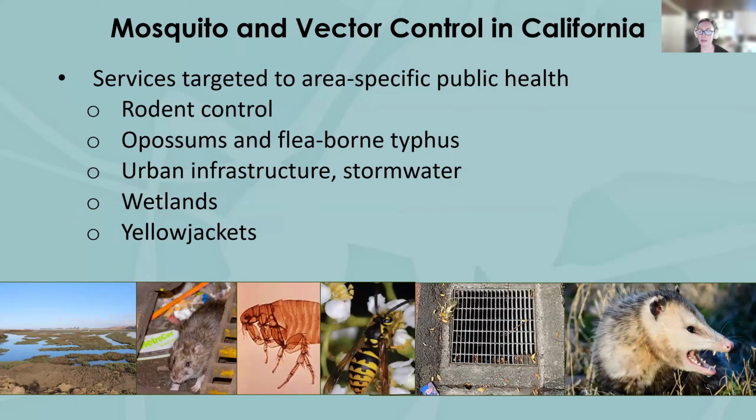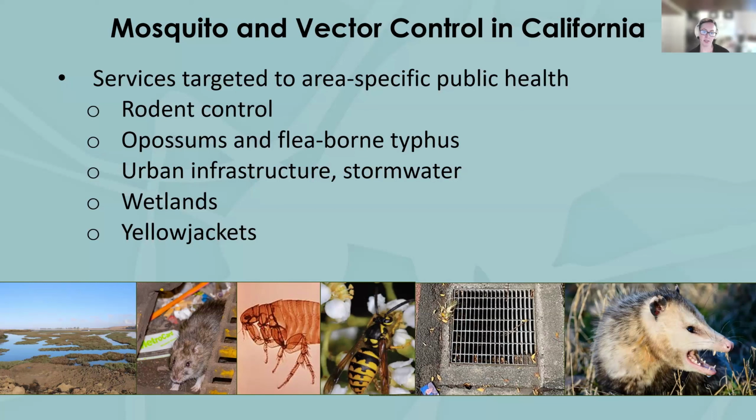I mentioned area-specific problems. There's a few interesting ones that I wanted to mention. So in some parts of the state, rodent control is less important, but some mosquito and vector control districts also focus really heavily on urban rodent control, which is really different. There's parts of Los Angeles that have problems with a flea-borne typhus that is associated with opossums.